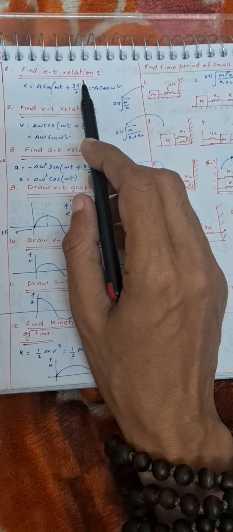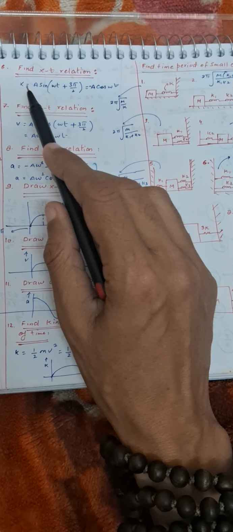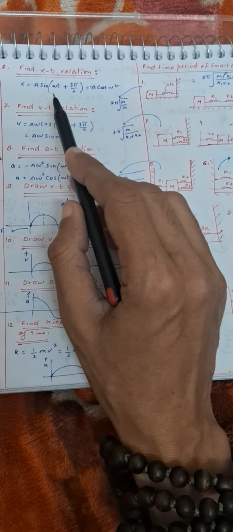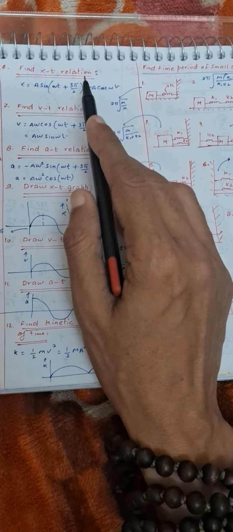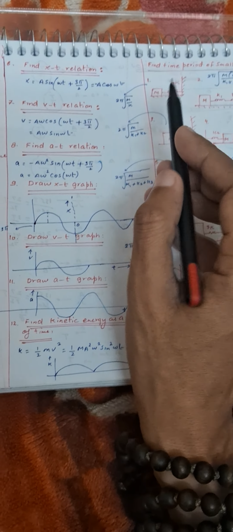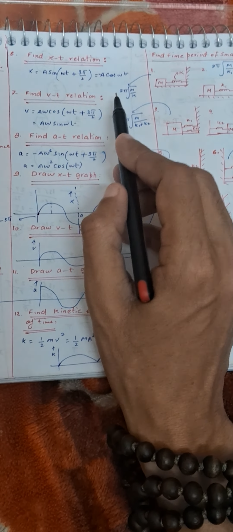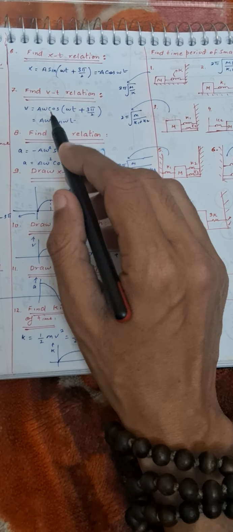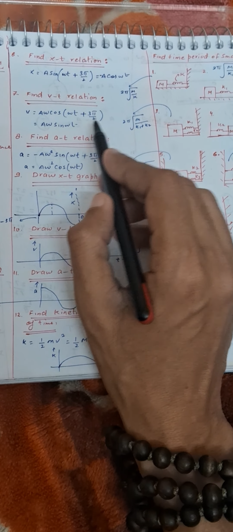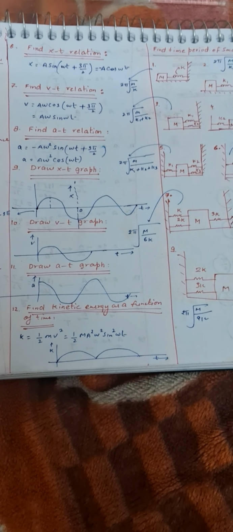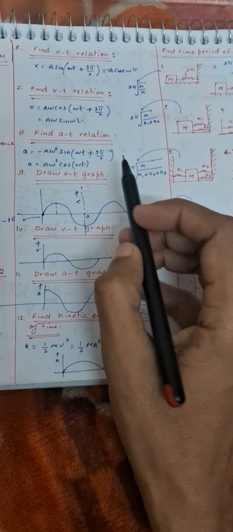Next is find the x-t relation. As the particle starts moving from the left extreme, the equation is x is equal to A sin(omega t plus 3 pi by 2), which is equivalent to minus A cos omega t. Next is find the v-t relation. So v is equal to A omega cos(omega t plus 3 pi by 2), so it is A omega sin omega t.